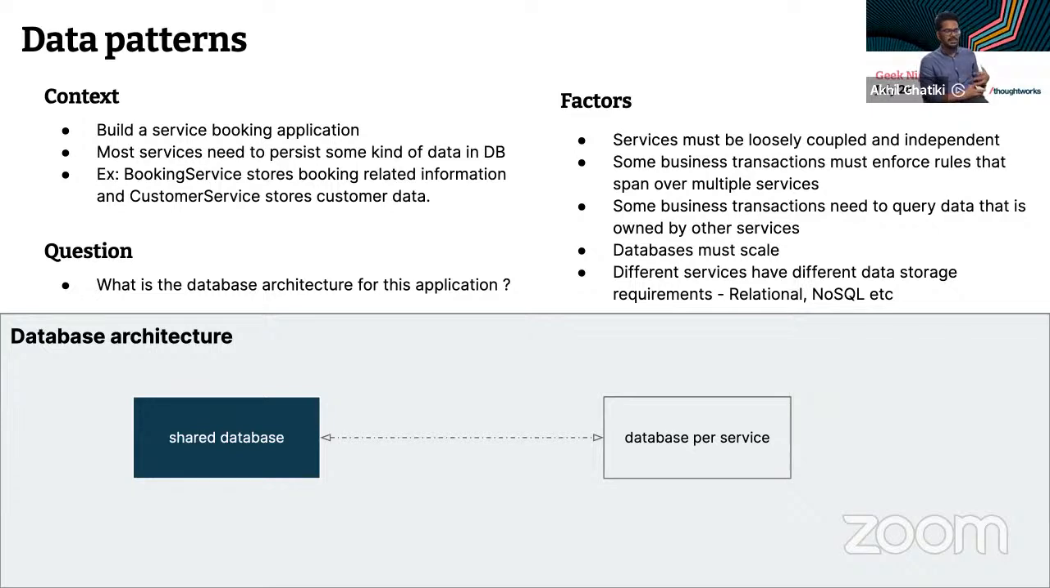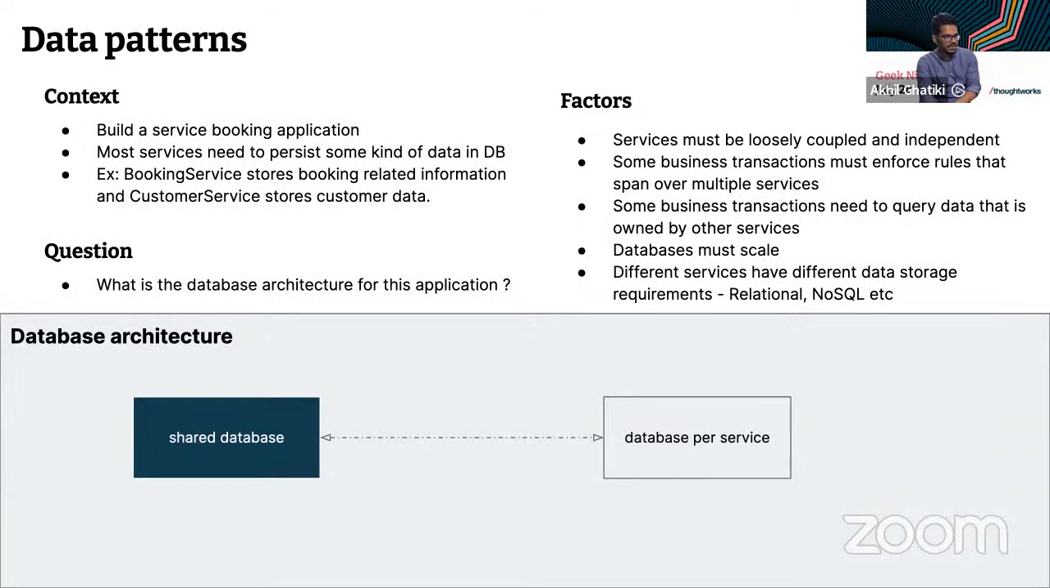most services need to persist some kind of data in their own DBs. For example, the service booking stores booking related information, and the customer service stores customer related information. The question for you is, what is the database architecture that you are going to choose for the application? A service should be loosely coupled and independent. Business transactions must enforce rules that might span multiple services, so one call might have data split across multiple DBs owned by multiple services. Some business transactions also need to query data that is owned by other services.